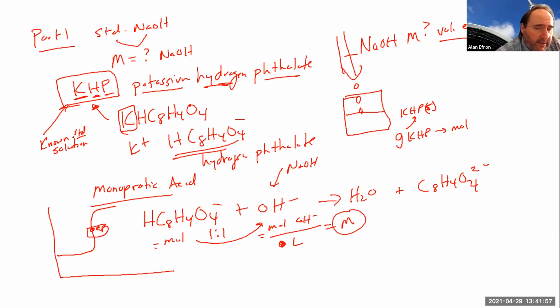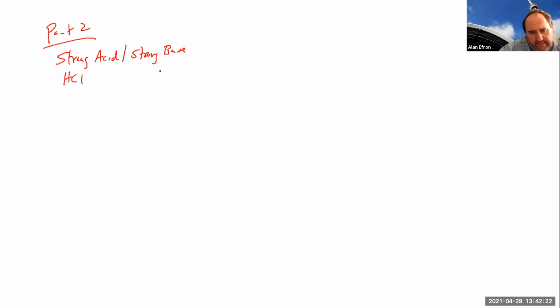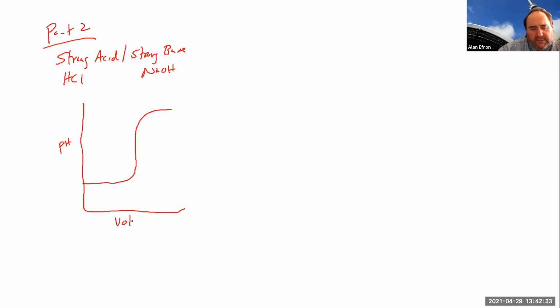Now, in part two of the experiment, we're also going to be doing titration curves for the two types of titrations that we talked about. First, we are going to do the strong acid, strong base titration. In this case, it will be HCl and, I believe, sodium hydroxide. Same thing, we're going to get our curve by adding base very slowly, following the pH versus volume of base added.